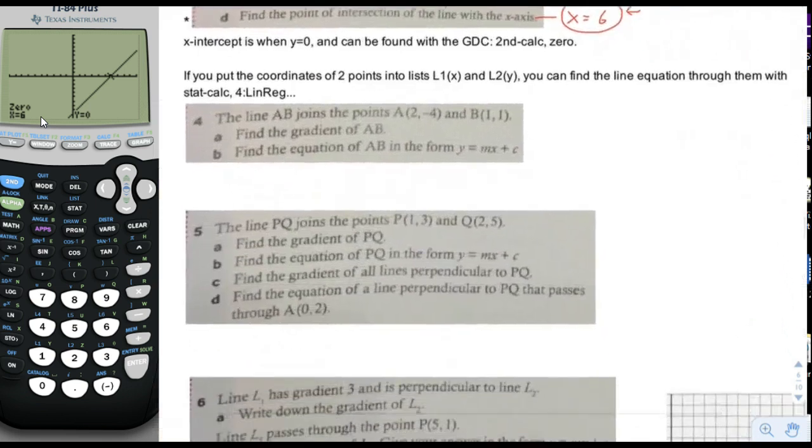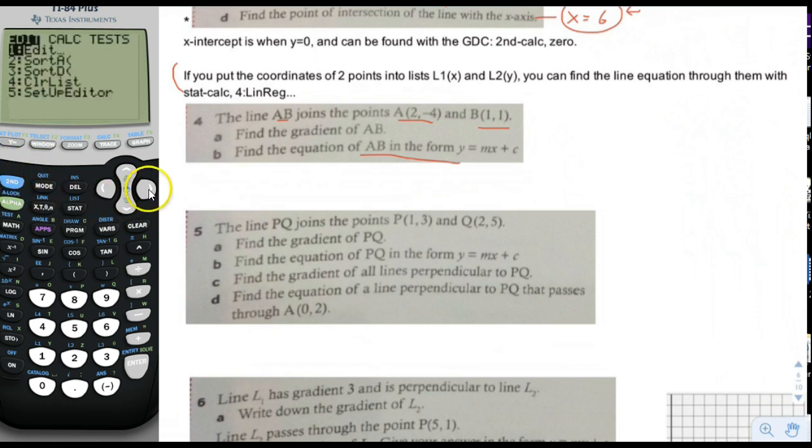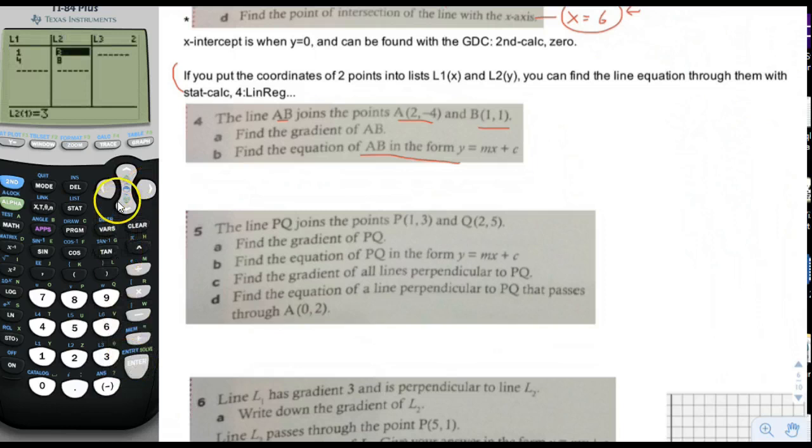Okay. If you put the coordinates of 2 points into the list L1 and L2, you can find the line equation through them with StatCalc LinReg. We've been doing that already quite a bit. So the line AB joins the points 2, negative 4 and 1, 1. Find the gradient of AB. And find the equation in the form y equals mx plus c. Well, remember, the calculator just does this all in one shot. You just give it those 2 points, and it'll find both the gradient and the equation. So we'll do that.